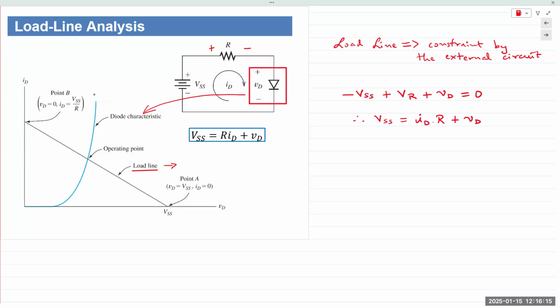Of course, this is a simple circuit, so we already know that if you have a single voltage source, it must be divided across the resistor and the diode. VSS is equal to the resistor voltage plus the diode voltage. So now we have introduced ID and VD in this equation. But how can we plot when both of them are unknown to us?